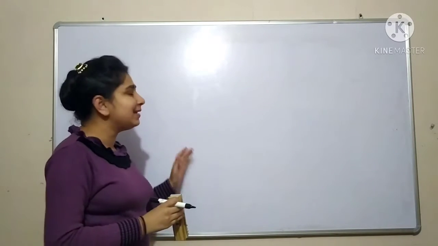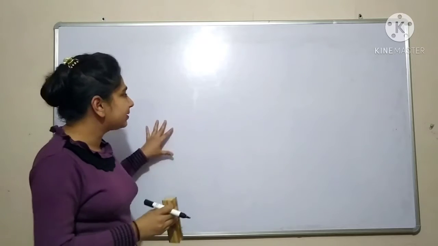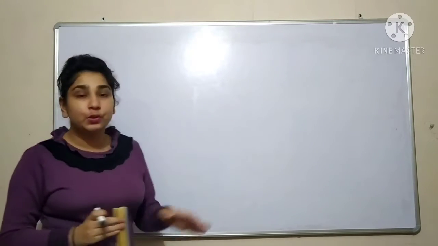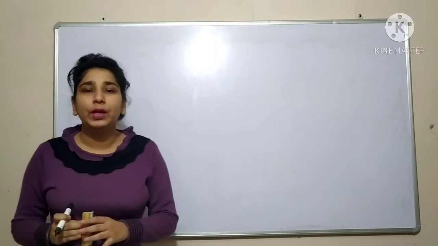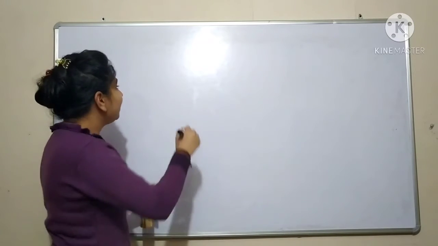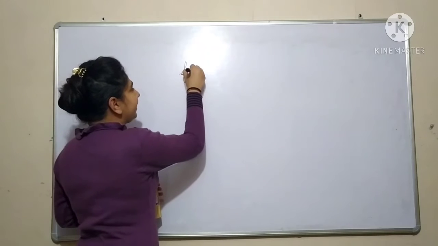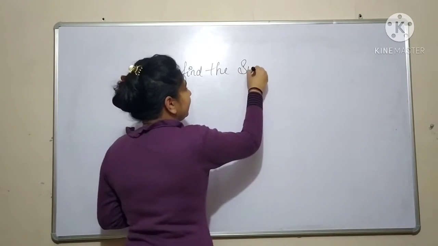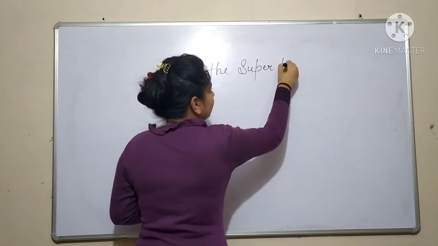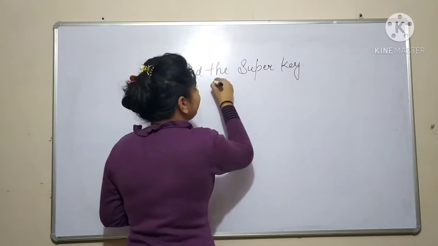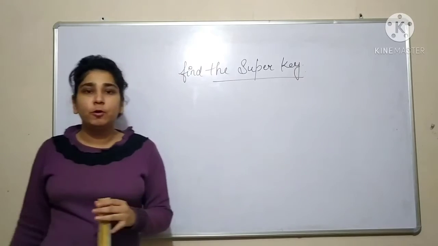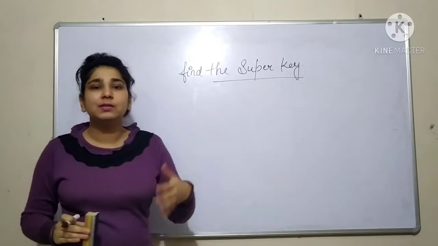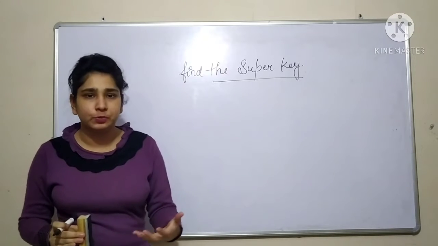Channel. So in the last video we discussed various keys. In this video we are going to discuss how we can find the super key, and how we can find the total number of super keys if we are given some number of attributes.